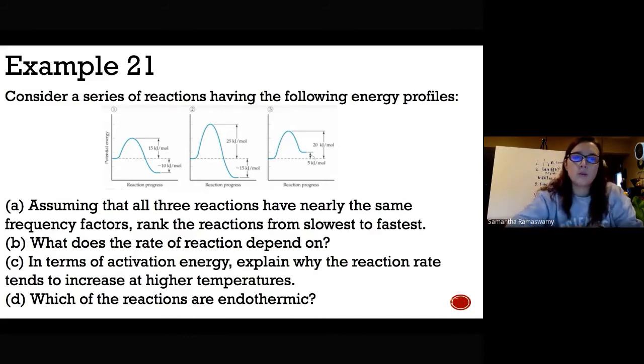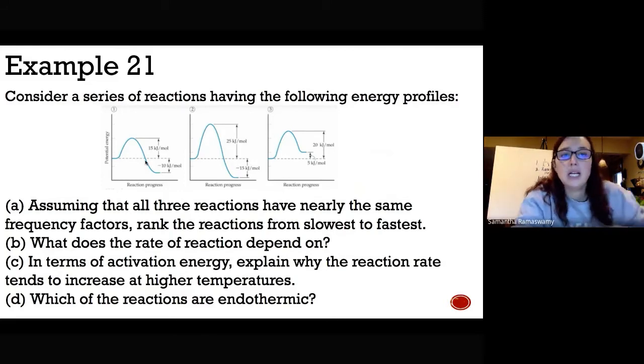Example 21 says, consider a series of reactions having the following energy profiles. We have reaction 1, 2, and 3. Part A says, assuming that all three reactions have nearly the same frequency factors. Having the same frequency factors means that the number of collisions is essentially the same. So assume that the reactant concentration is the same and the temperature is the same. Really, what we're looking at is the activation energy. Rank the reactions from slowest to fastest.